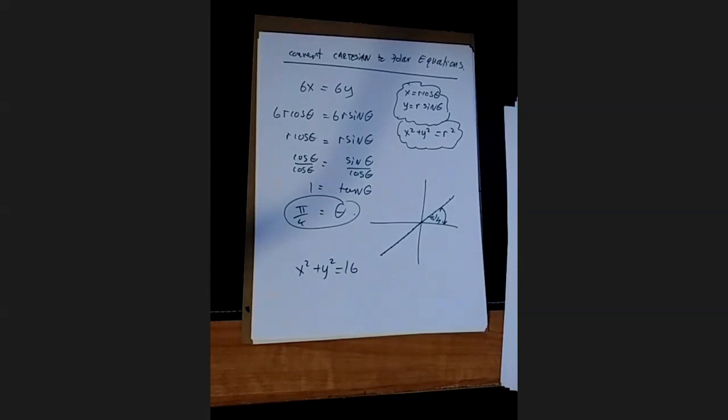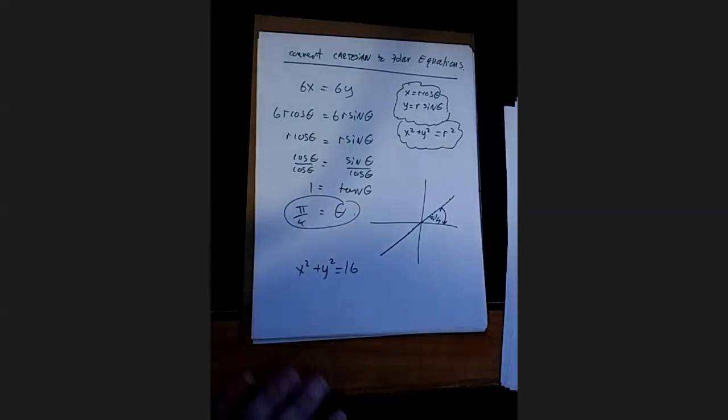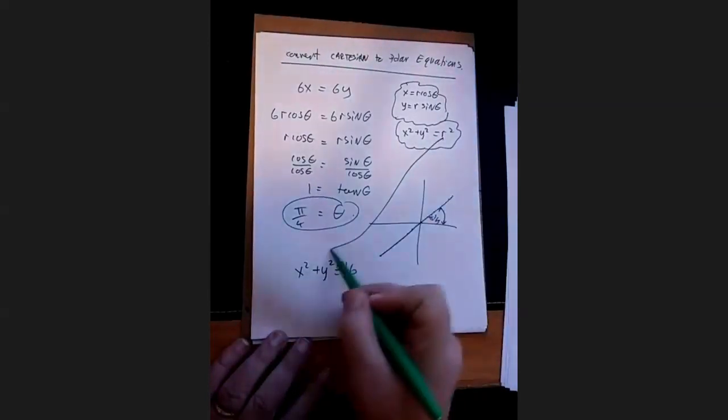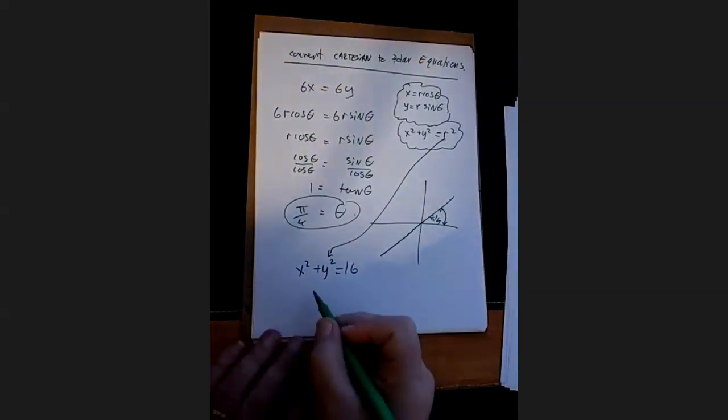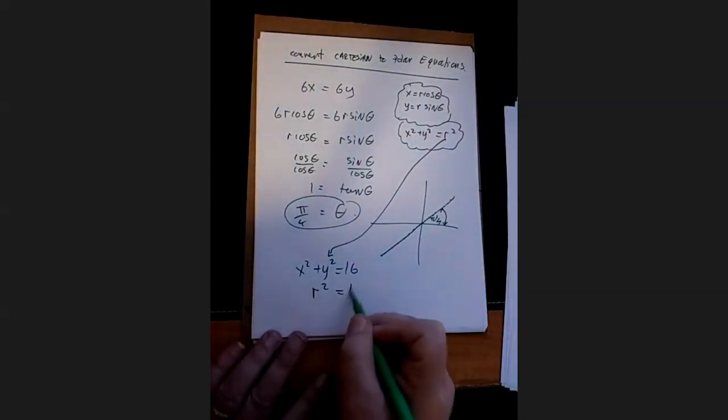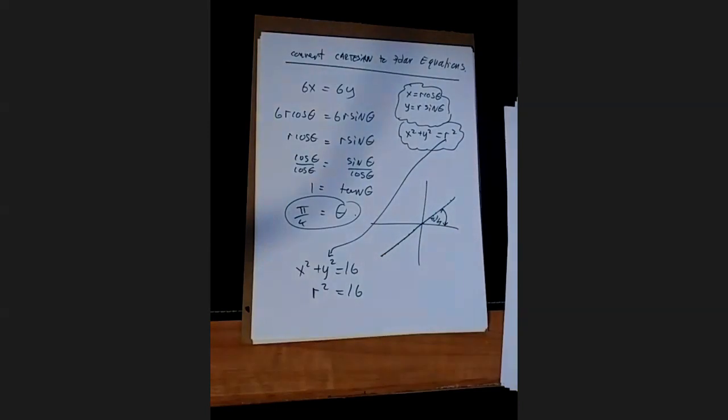X squared plus y squared can be replaced by? Square rooted? By? Oh, okay. Maybe it's so obvious it wasn't obvious, right? You were thinking too hard, right? You agree that x squared plus y squared is the same thing as r squared, right? That's the relationship between the two.